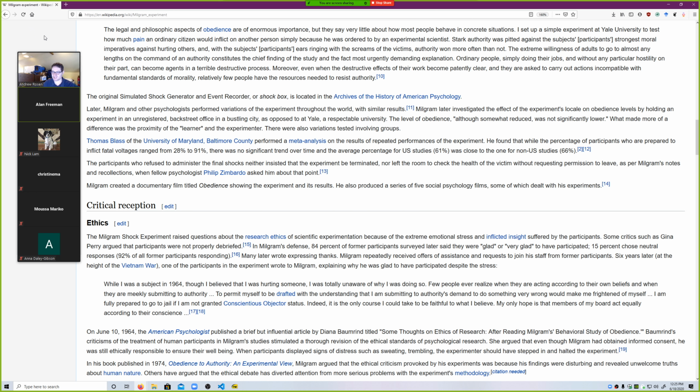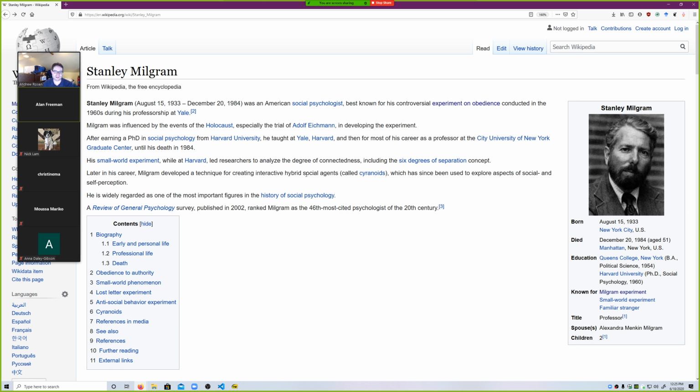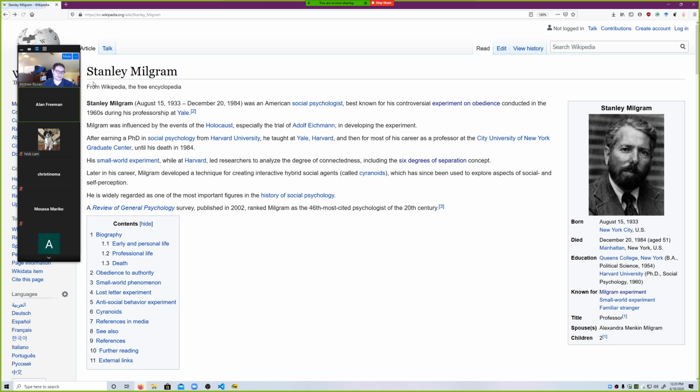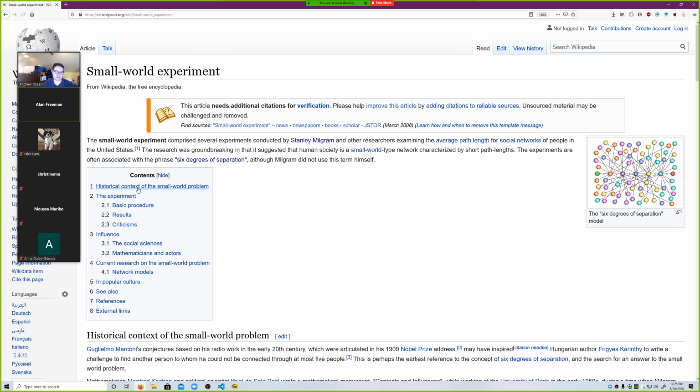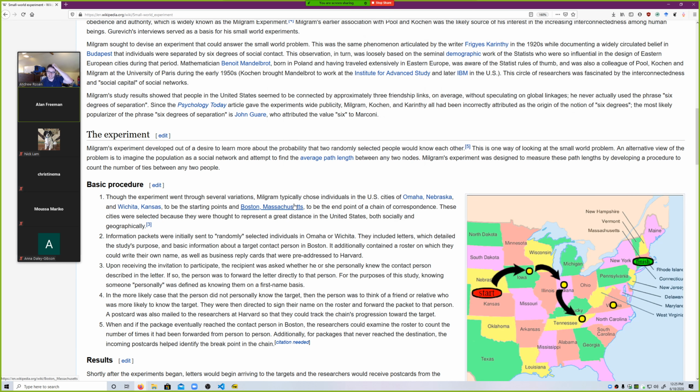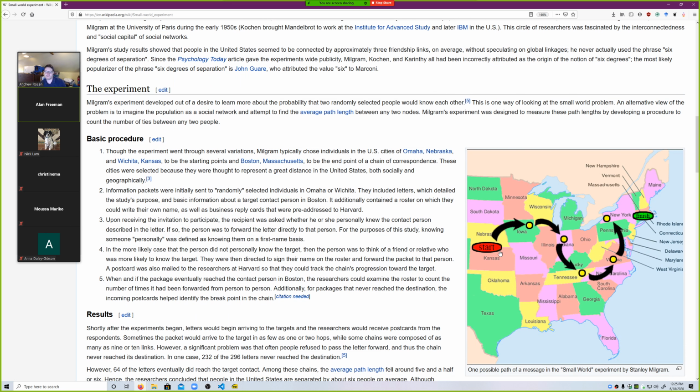So it's a very interesting experiment. So why are we talking about this? Well, Milgram is famous for this experiment and one other experiment, which is the small world experiment, which came up with the concept of 6 degrees of separation. That experiment was basically a mail forwarding experiment. People in Kansas were told, if you know this person, send the mail to him.